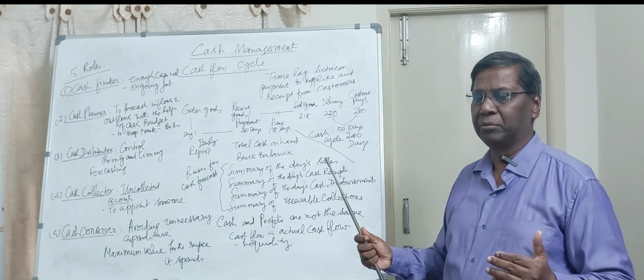The profit is in the stock, the stock is already lying there. Only when you sell does the cash profit come. When you make cash sales, the profit comes immediately. If it's a credit sale, then the profit is lying in the receivables, your debtors, your customers.